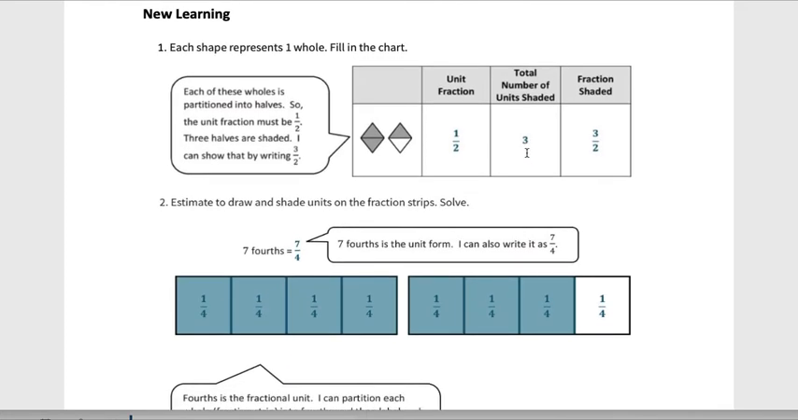All right, now, this is where we're going to fill out another chart. It says that each shape represents one whole. Fill in the chart. So each of these wholes is partitioned into halves. So the unit fraction must be 1/2. 3 halves are shaded. I can show this by writing 3 halves. So our unit fraction is 1/2. How many units are shaded? 3. Fraction shaded is 3 halves.